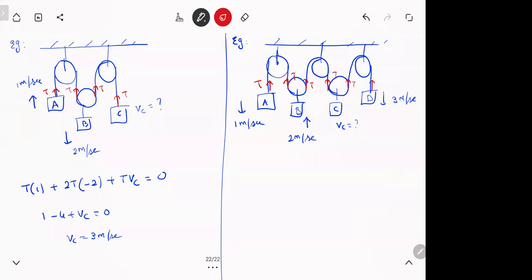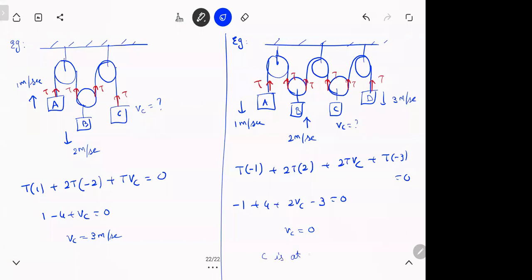tension. So what is the power on A? T, A is going down, so -1. Power of B, 2T, it is going up. Power of C, 2T, VC I don't know. T, -3, total 0. Hope everyone is getting the steps. If tension and velocity are opposite, you get a minus sign. Both in the same direction, you get a plus sign. This would be -1 plus 4, 2VC, -3 is 0. That's 4 minus 3. So we got VC is 0, meaning C is at rest. In this case, C is not moving at all.